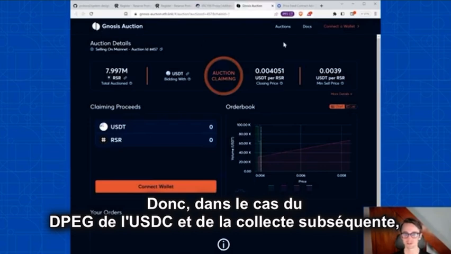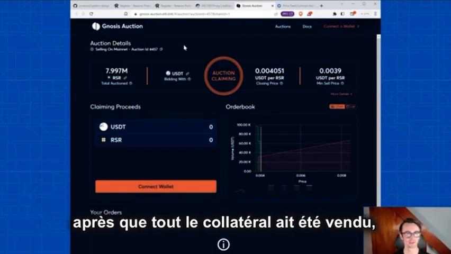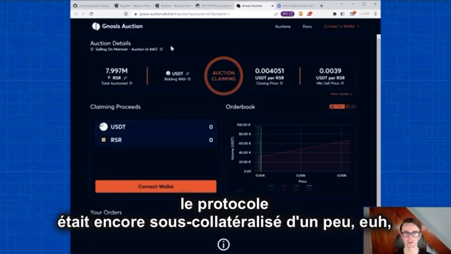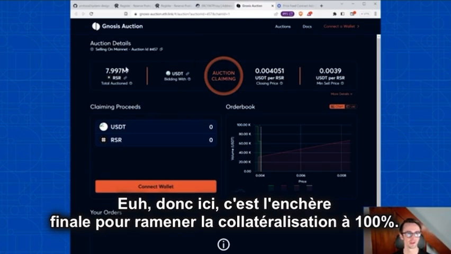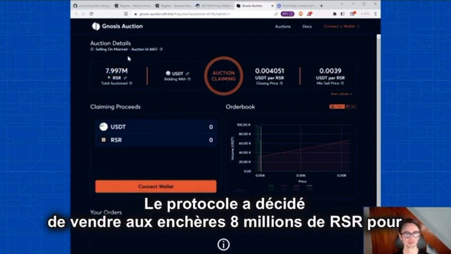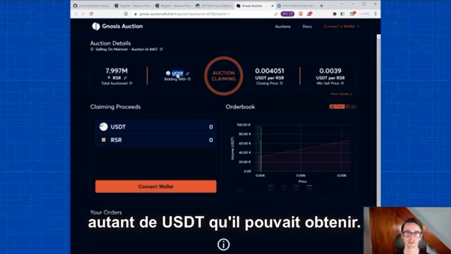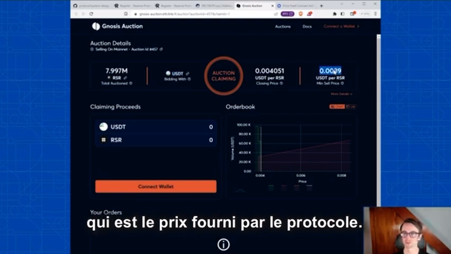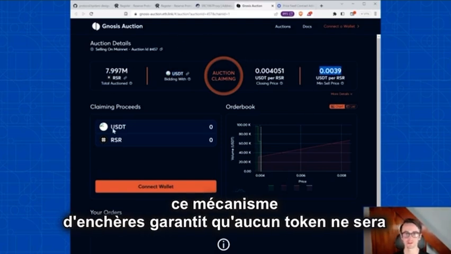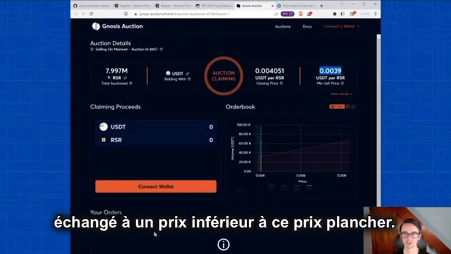So in the case of the USDC DPEG and subsequent recollateralization, after all the collateral was sold off, the protocol was still under collateralized by a bit. I think the amount was about 2%. So here, this is the final auction to send collateralization back to 100%. The protocol decided to auction off 8 million RSR for as much USDT as it could get. This is the floor price, which is the price supplied by the protocol. And this auction mechanism guarantees that no tokens will be traded at a price worse than this floor price.